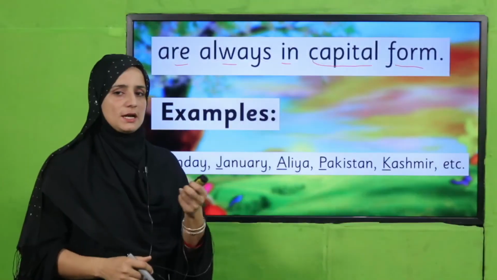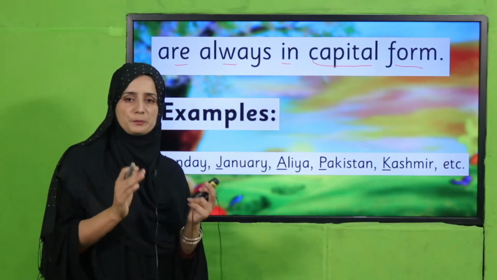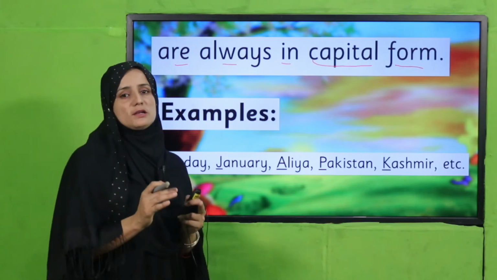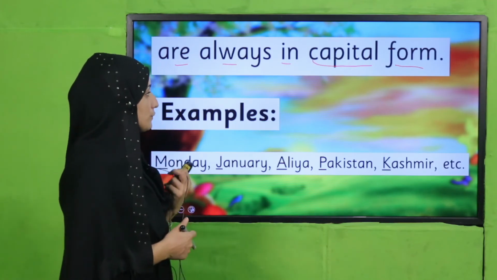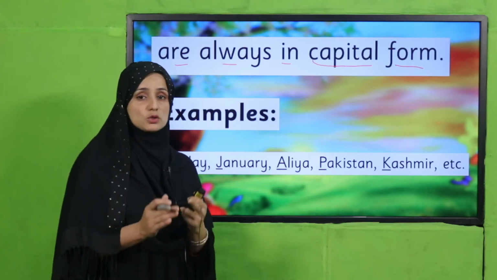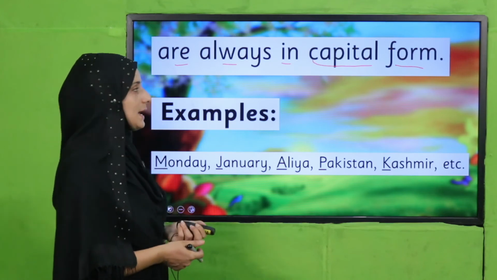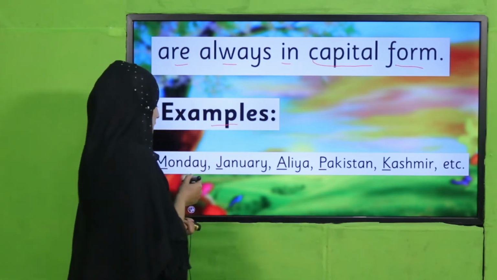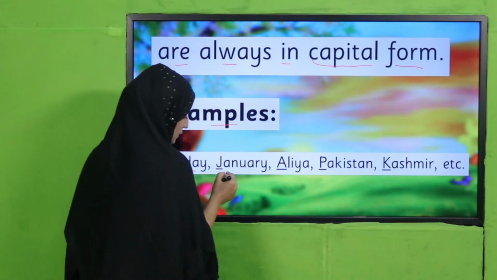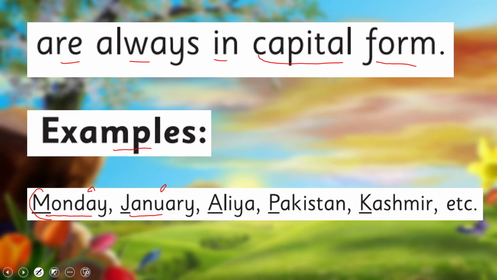Yes, my dear students, we have already learned about nouns and proper nouns, names of people and places. When we give our name, we have to capitalize it also. The first letter of names of people and places is always capital. In the examples you can see Monday, first letter capital; January, a month of the year; and Monday is a day of the week. Alia is the name of a girl, so we capitalize the first letter. Pakistan, our beloved country, we capitalize. Kashmir, this is also our beloved country, and we can pray for Kashmir, may Allah Almighty bless them with freedom.